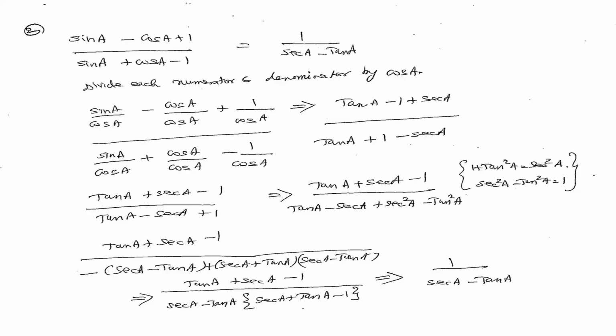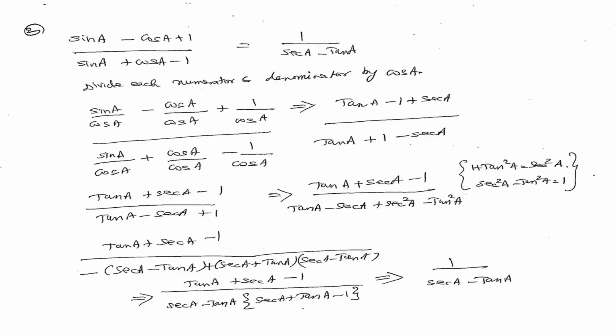And in the denominator, sin a by cos a plus cos a by cos a minus 1 by cos a takes it to tan a plus 1 minus sec a. That extends to (tan a plus sec a minus 1) by (tan a minus sec a plus 1).